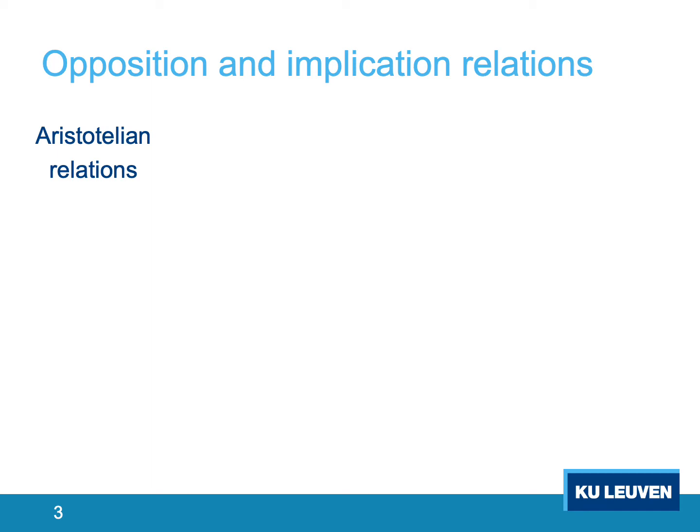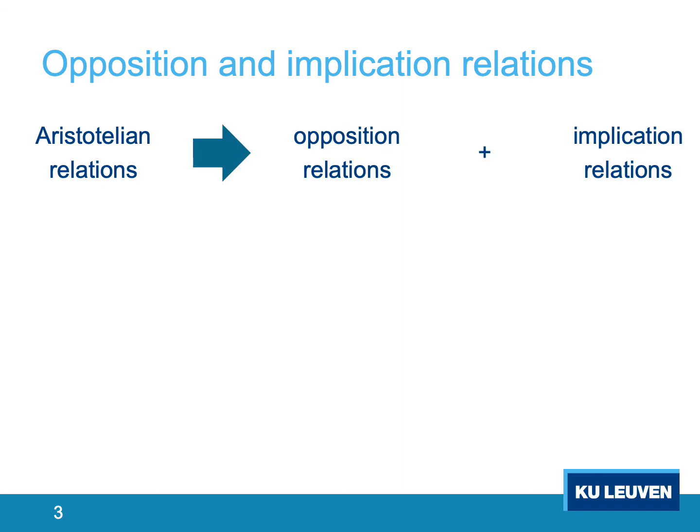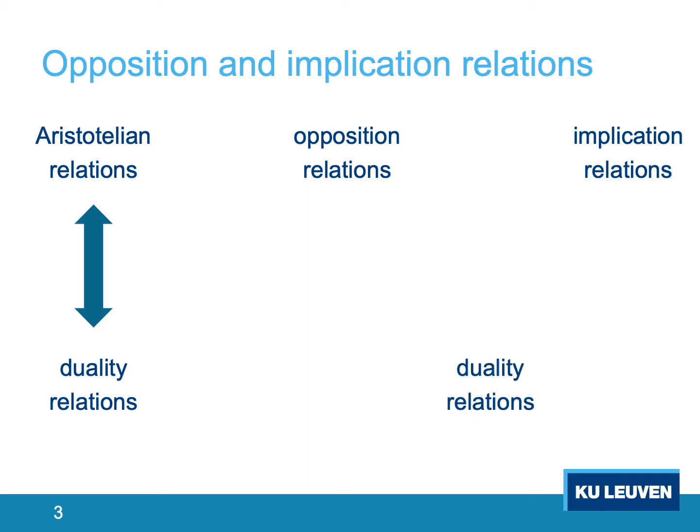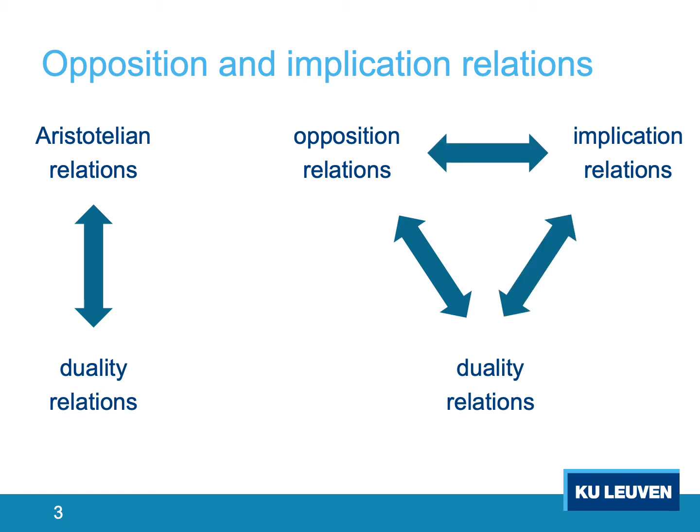We start from a well-known idea, namely the observation that the four Aristotelian relations are actually quite heterogeneous and can be divided into two new and more homogeneous sets of relations, namely the opposition and the implication relations. So instead of studying the interaction of duality with the Aristotelian relations, we now have a far more complex picture. We can study the interaction between duality and opposition, between duality and implication, and also between the opposition and implication relations themselves.